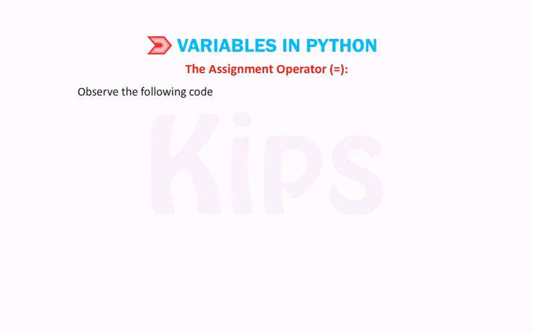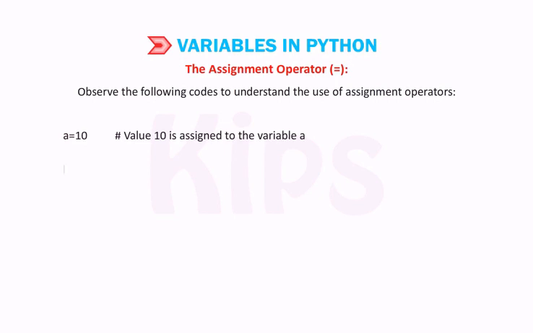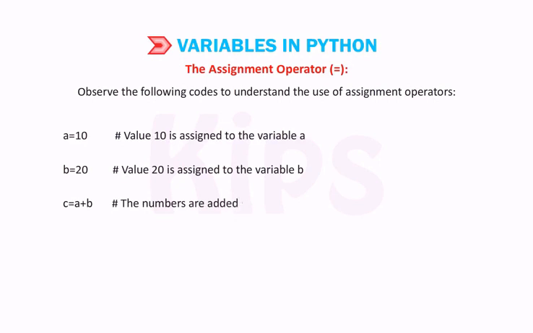Observe the following codes to understand the use of assignment operators. A equals 10. Hash, value 10 is assigned to the variable A. B equals 20. Hash, value 20 is assigned to the variable B. C equals A plus B. Hash, the numbers are added and the value is assigned to the variable C.